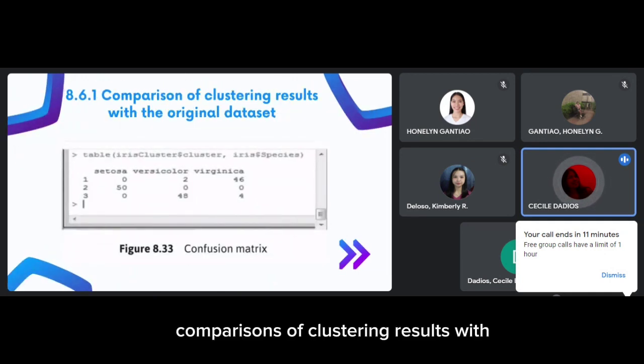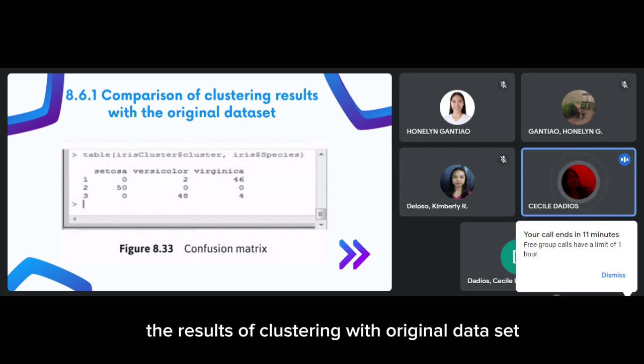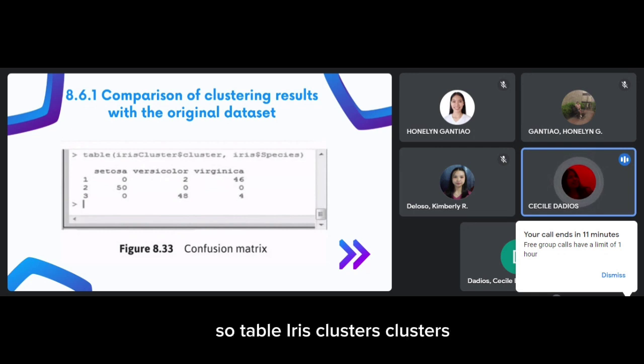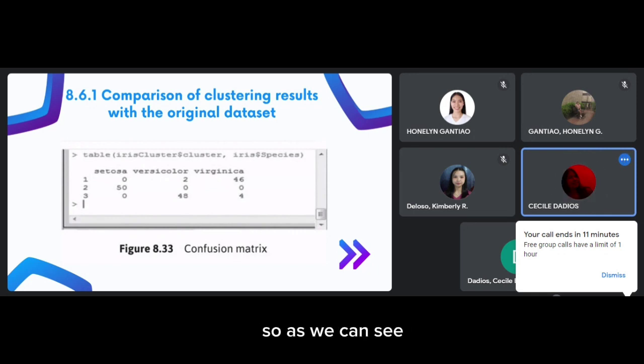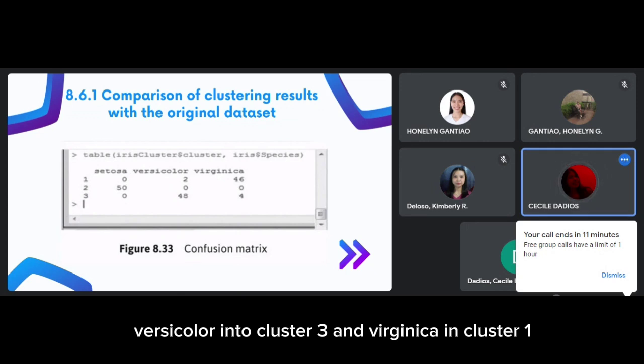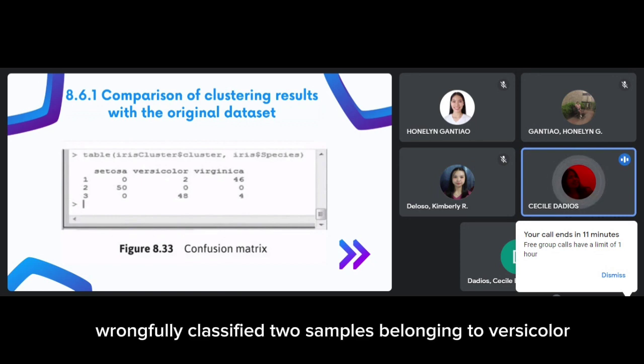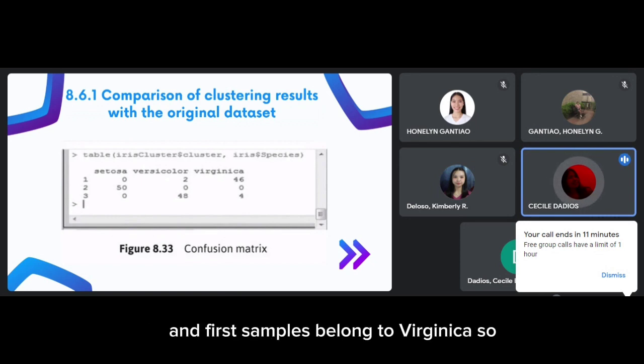Comparisons of clustering results with the original dataset. So let's cross-validate the results of clustering with the original dataset. So it can be done using the following commands: table, iris, clusters. So the output of this command is represented through a confusion matrix in figure 8.32. So as we can see, the data belonging to the Setosa species got grouped into cluster 2, versicolor into cluster 3 and Virginica in cluster 1. So the algorithm wrongly classified 2 samples belonging to versicolor and 14 samples belonging to Virginica.